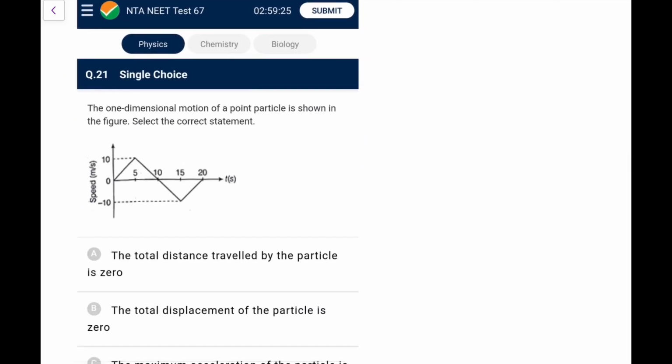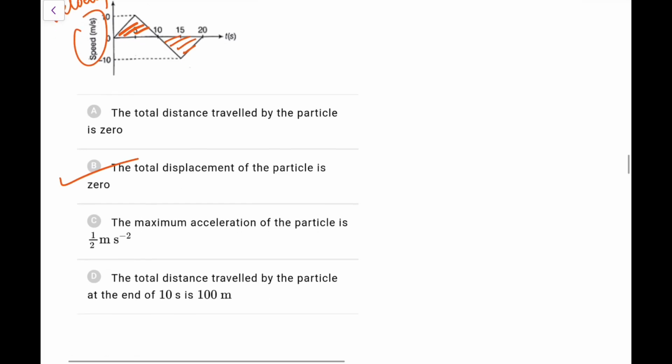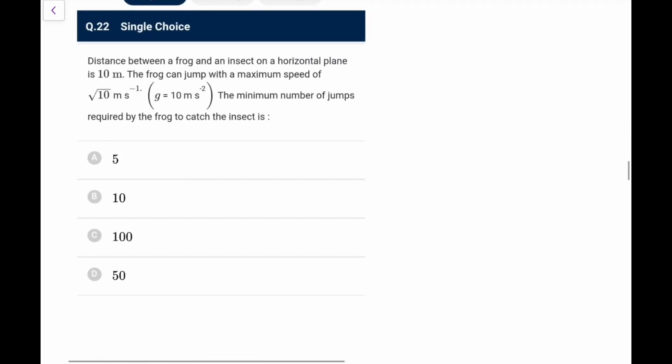Next, the 1D motion of a point particle is shown in the figure. What you are given is the speed-time graph. Okay, it should not be speed, it should be velocity, otherwise it cannot be negative. The total distance traveled by the particle is 0. Total distance can never be 0. Total displacement, you can make out this area is positive, this area is the same and negative, so the total displacement is 0. So go for option B, no need to go for other options, you are directly seeing it.